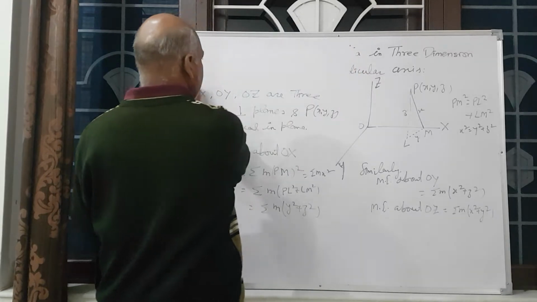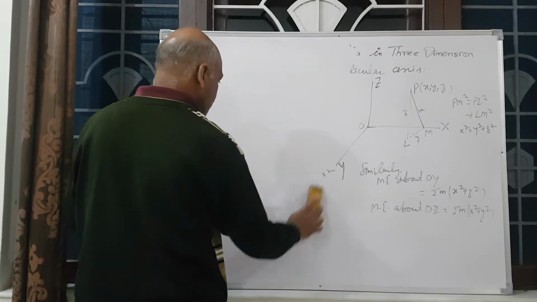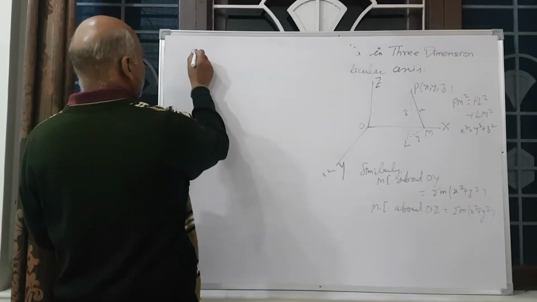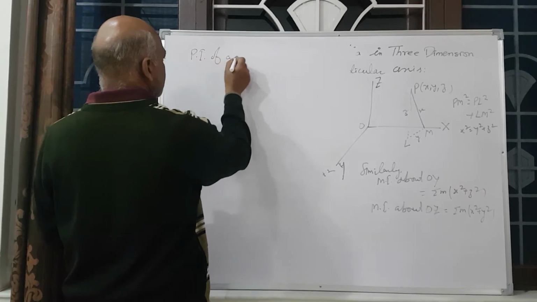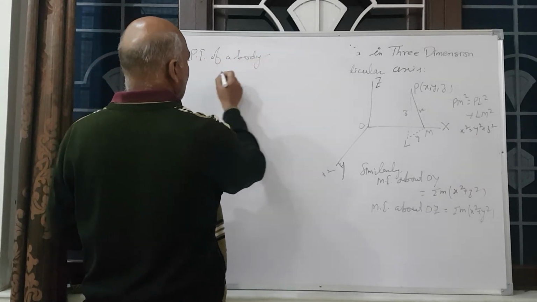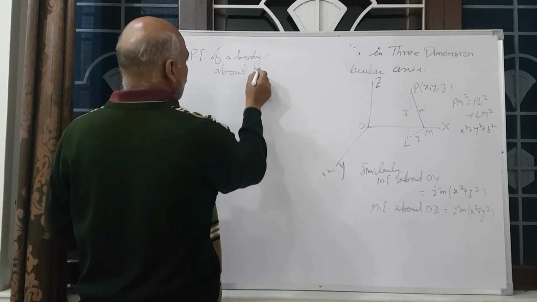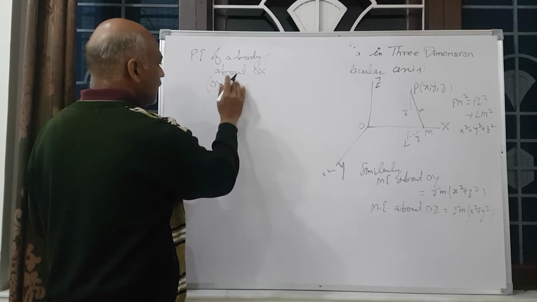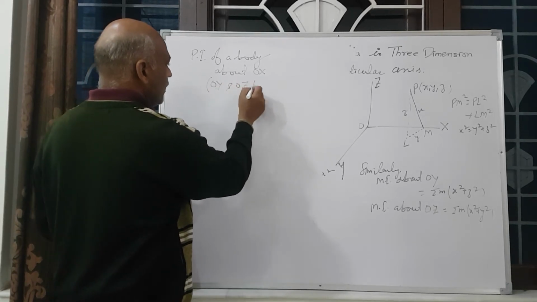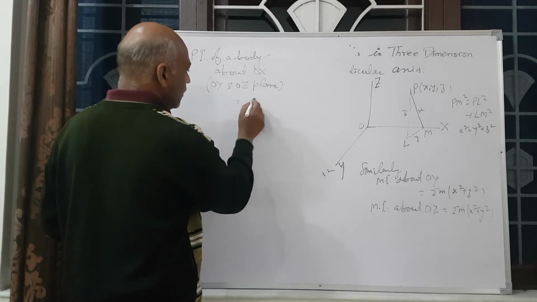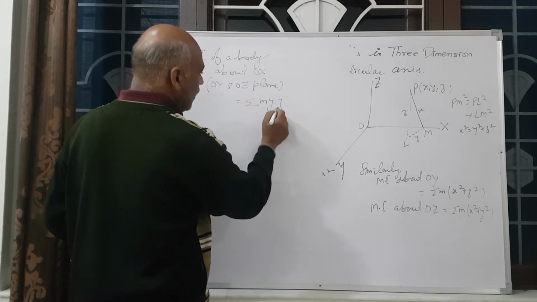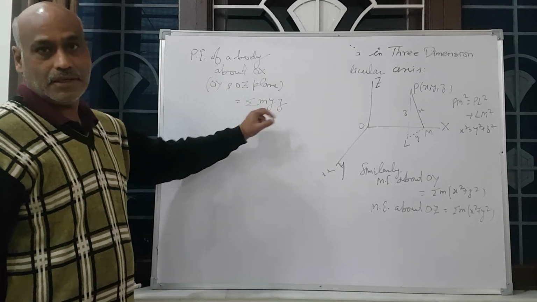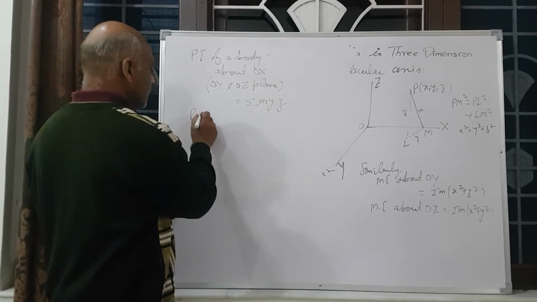Now similarly we can find the product of inertia of a body about the OX axis. OX axis means the OY and OZ plane. OY and OZ plane means summation m y z. The perpendicular distance from OY is y, and similarly for the others.